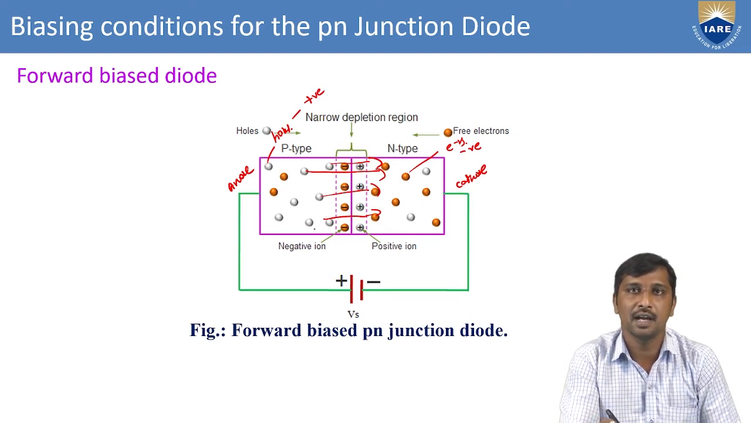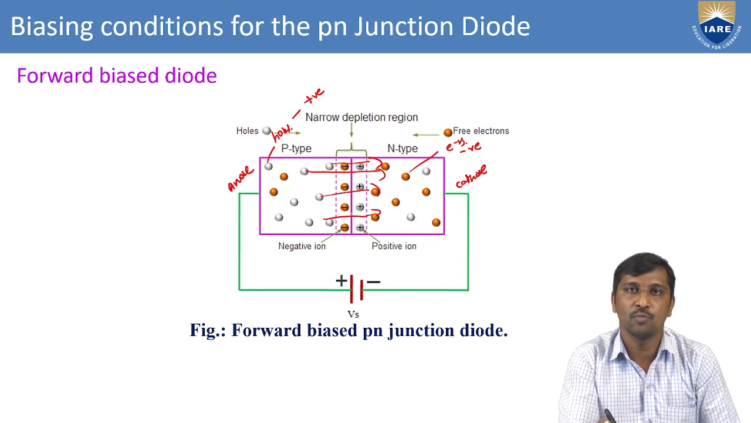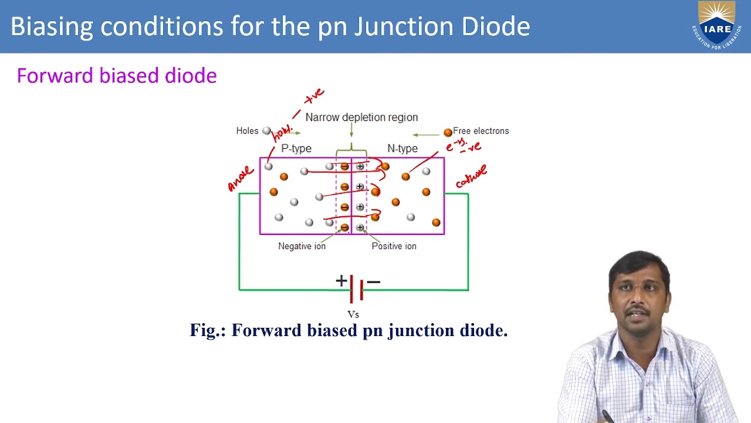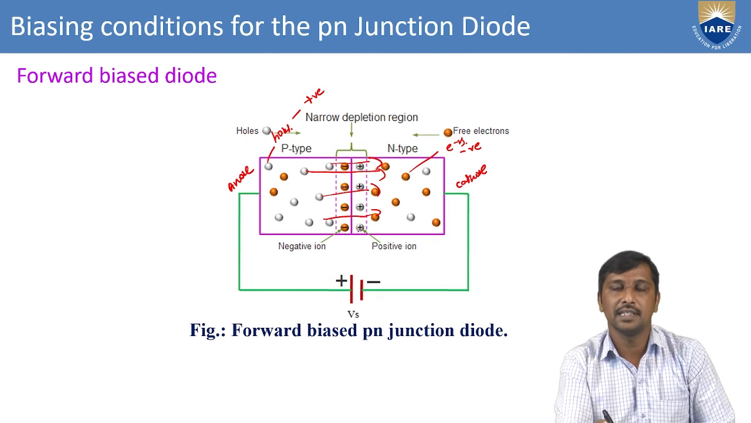But here, due to this applied external force, what happens? We are reducing this potential barrier space, and there is further movement of the charge carriers from the P side to the N side as well as the N side to the P side. Due to this applied external force, more charge carriers are repelled from the P region to the N side as well as from the N region to the P side. Hence, it reduces the space charge region between this P and N type junction. That is the reason I drew it here. The space charge region is reduced.